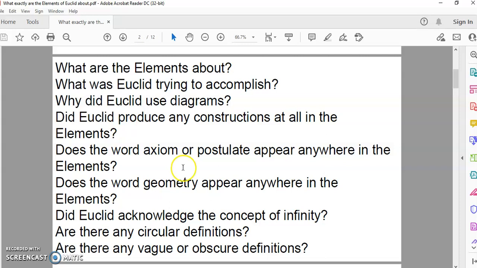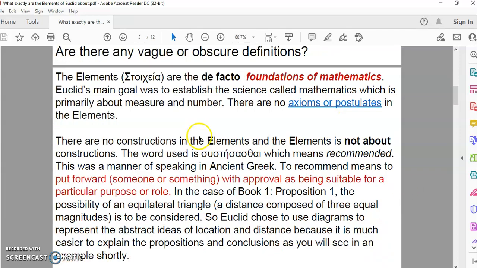First of all, let's consider these questions. What are the elements about? What was Euclid trying to accomplish? Why did Euclid use diagrams? Did Euclid produce any constructions at all in the elements? Does the word axiom or postulate appear anywhere in the elements? Does the word geometry appear anywhere in the elements? Did Euclid acknowledge the concept of infinity? Are there any circular definitions? Are there any vague or obscure definitions?